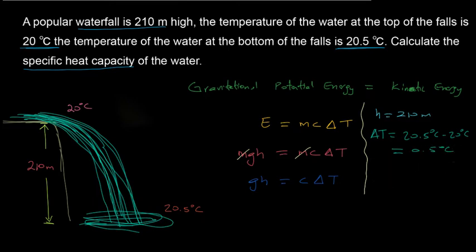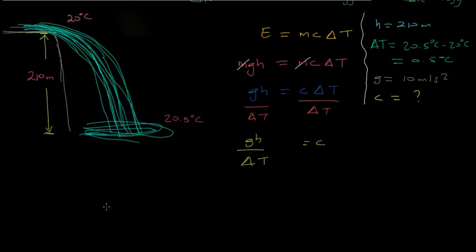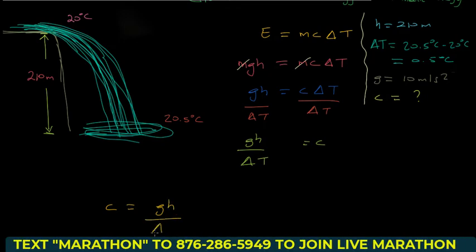Now also, we know that g is always 10 meters per second squared, right? And we're trying to find c, which is the specific heat capacity, so that's our unknown. So now, what we can do is rearrange our formula to make c the subject. If we divide this side by delta T, and this side by delta T, we're going to see that c will be equal to gh divided by delta T. Now just rewriting this so that we have c on the left hand side, we can say c is equal to gh divided by delta T.